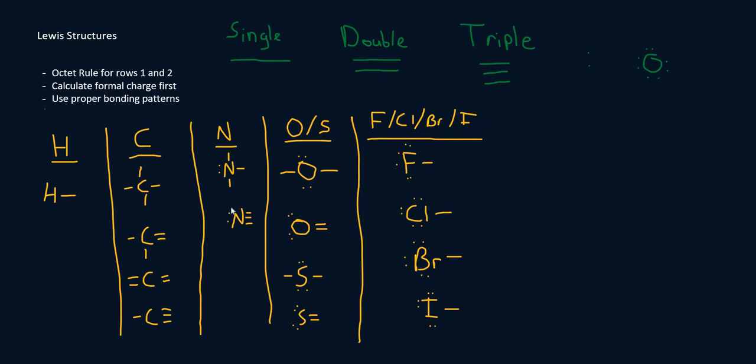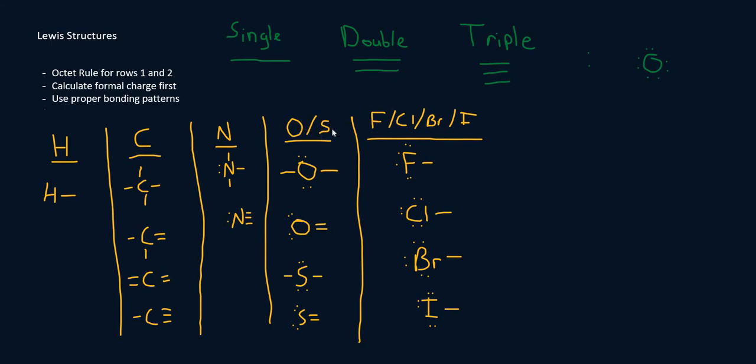Nitrogen has 2 main bonding patterns: 3 single bonds with a lone pair, and a triple bond with a lone pair. That's because these bonding patterns minimize the formal charge for nitrogen. That's why you see nitrogen take these forms so often. And you always want to minimize formal charge when you can for elements in Lewis structures.